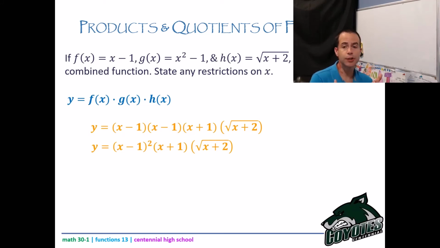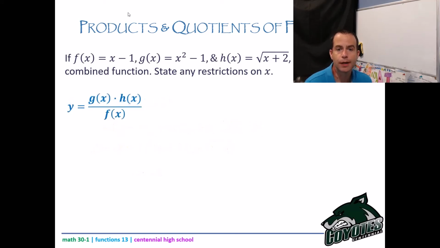And the restrictions come from the radical in this one. So this has to be positive, so x has to be greater than or equal to -2. Okay, and that actually becomes a domain as well. Remember, the restrictions on a radical create the domain of the graph. I didn't write it as domain because it didn't ask me for domain. It just said the restrictions. Okay.